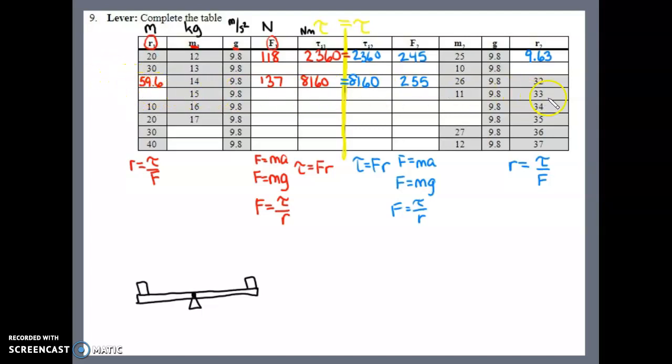Okay, and then the next one is laid out the exact same way. This one, the third set down. Now I'm missing a mass over here. Well, I have all the information I need on this side, so we'll do that one first. Force, 16 times 9.8 gives me 157. And then to find torque, it's that 157 times the distance of 10. So 1570. And that is going to equal the torque on this side.